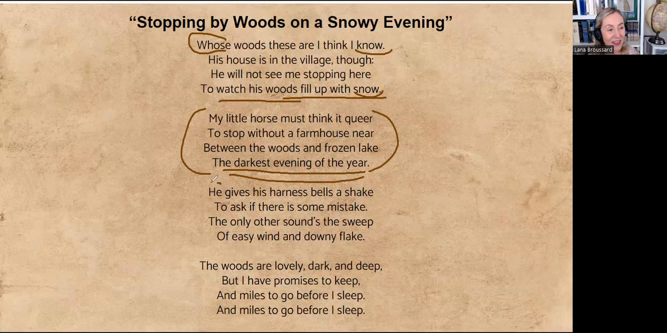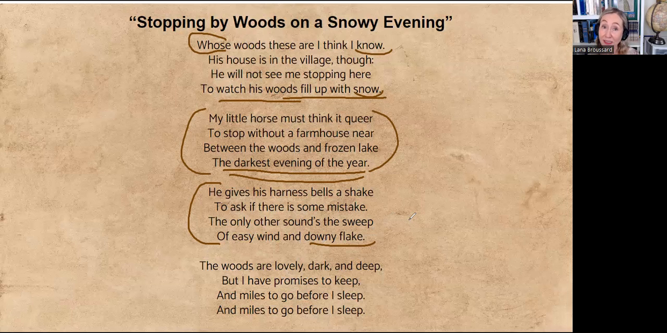All right, the next stanza is more about the horse. He gives his harness bells a shake to ask if there is some mistake. The only sounds the sweep of easy wind and downy flake. Okay, so how is it out there in the woods? Yes, it's quiet. He's alone. There is solitude.